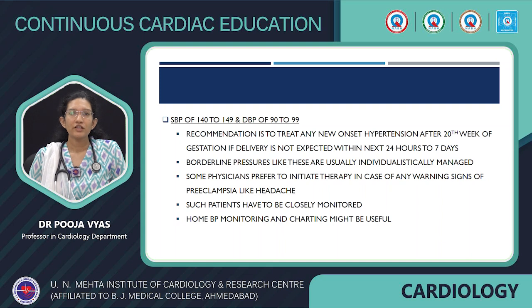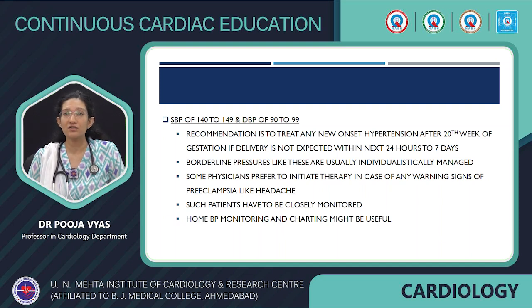Where systolic blood pressure is between 140 to 149 and diastolic is between 90 to 99 millimeters of mercury, it is recommended to treat any new onset hypertension after the 20th week of gestation if delivery is not expected within the next 24 hours to 7 days. Borderline pressures should be treated individually. Some physicians prefer to initiate therapy in case of any warning signs of preeclampsia like headache. Such patients have to be closely monitored, and home blood pressure monitoring and charting will be helpful.